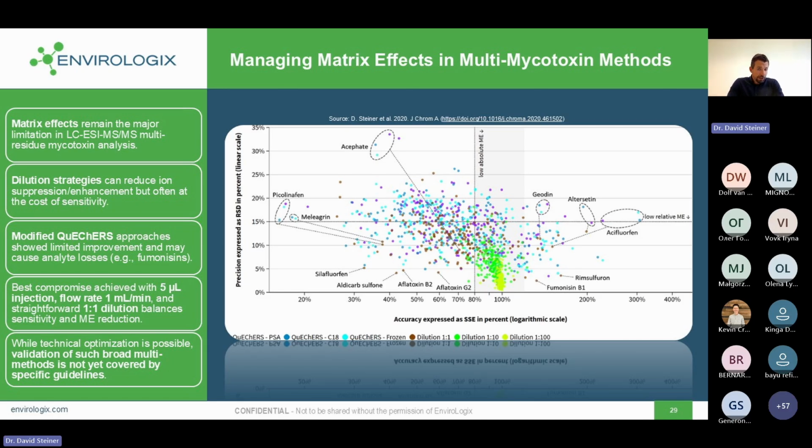And the most practical compromise turned out to be this simple 1-to-1 dilution combined with a relatively low injection volume of 5 microliters and a quite high flow rate of 1 milliliter per minute. This setup basically minimizes the matrix effects to an acceptable level while still retaining sufficient sensitivity for routine monitoring. So I think the key message here is that even small method adjustments can really make big differences. And in the context of large-scale control, simplicity and robustness often outweigh chasing maximum sensitivity.